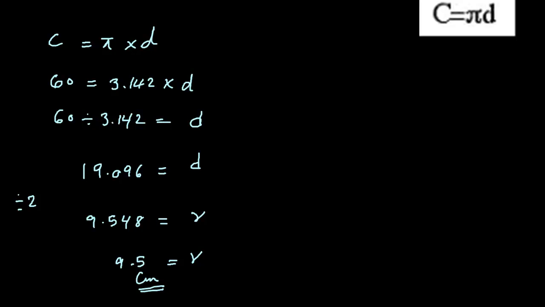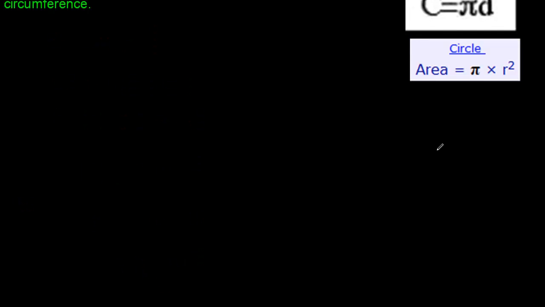Let's look at one more question related to this. A circle has a circumference of 40 centimeters. Find the area of the circumference. It should be find the area of the circle. Let me change this; it's a typing error. A circle has a circumference of 40. Find the area of the circle.